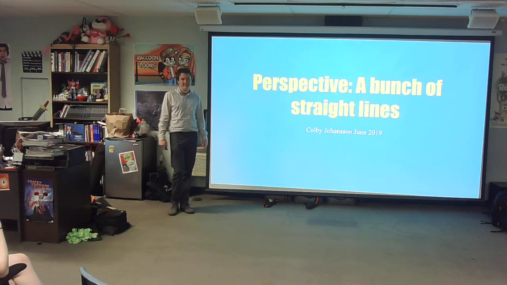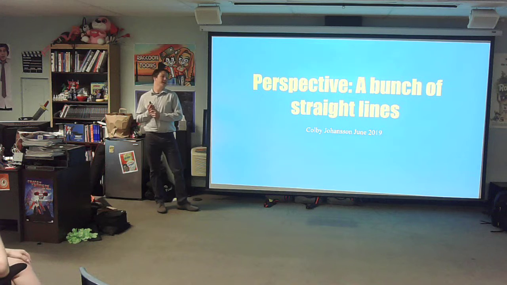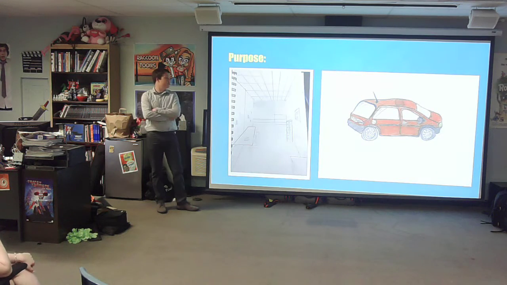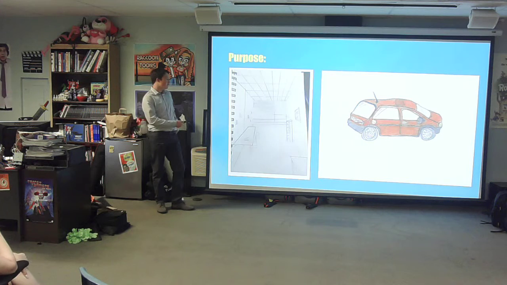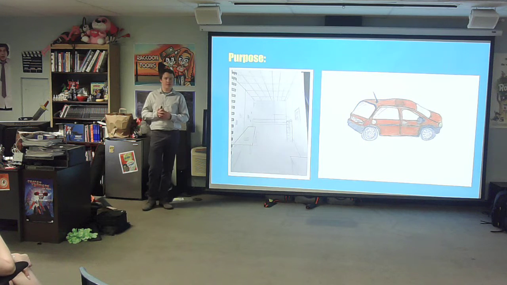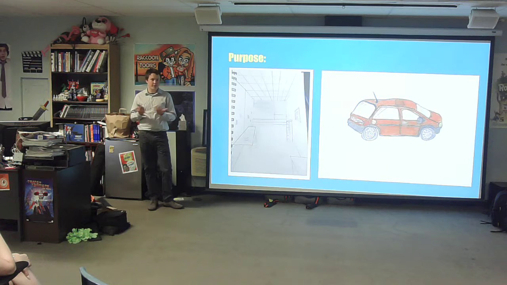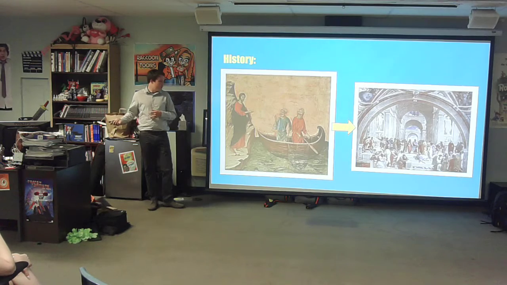My name is ColbyJ, and for my explorations, I did a bunch of straight lines, which makes up this great thing called perspective. The reason I chose to do perspective for my explorations is, these aren't my pieces of art in particular, but whenever I try to do a setting or an object in a three-dimensional space, it turned out really wonky, and I didn't know the rules of perspective or how to draw it properly, so I really wanted to develop my skills in perspective.